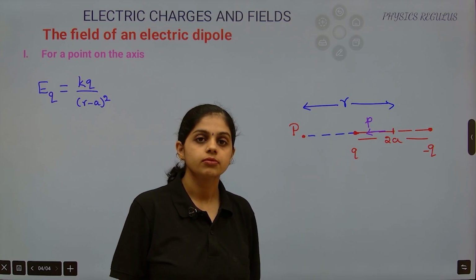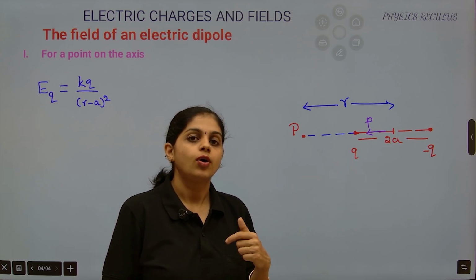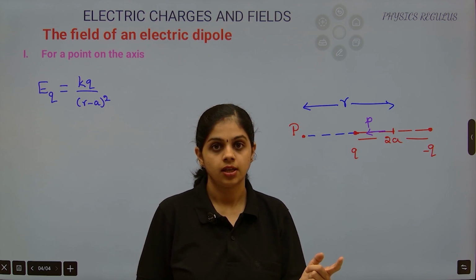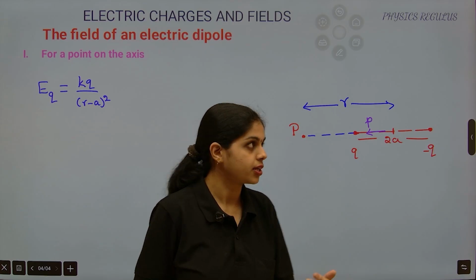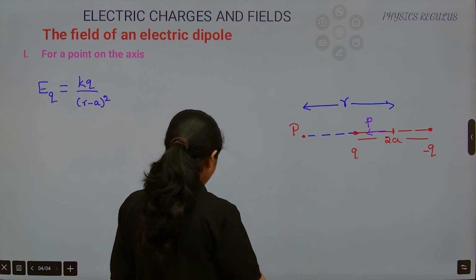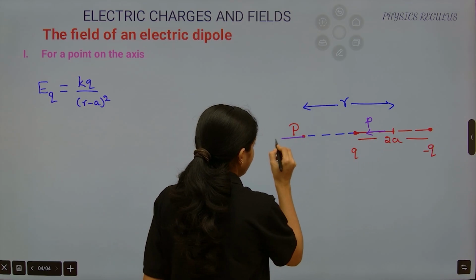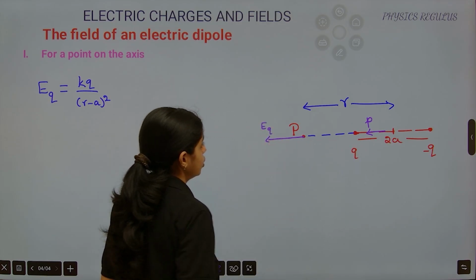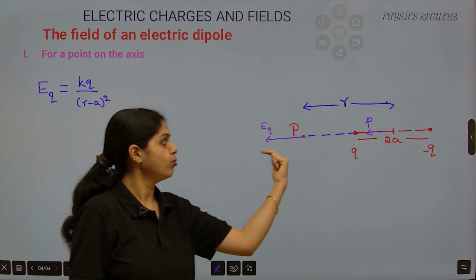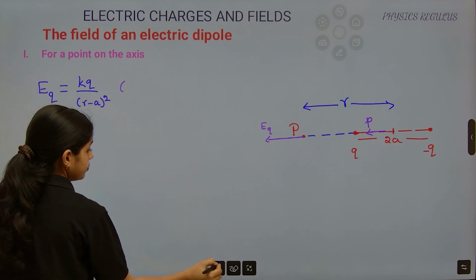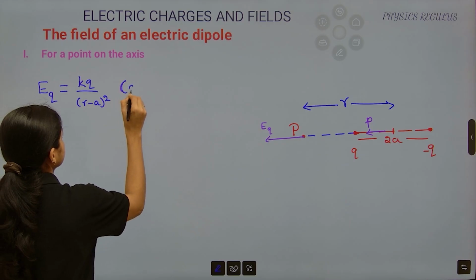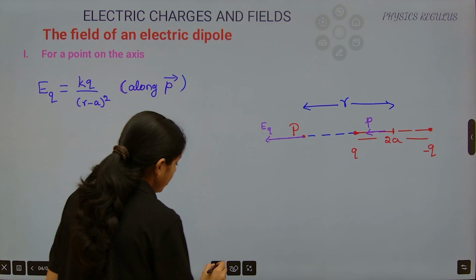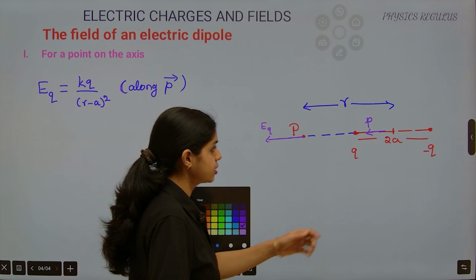What is the direction of the electric field? For a positive charge, the direction of the electric field is outward. Hence, it is away from the charge Q. It is along the direction of the dipole moment. Hence, the direction of E_Q is along the direction of dipole moment P.